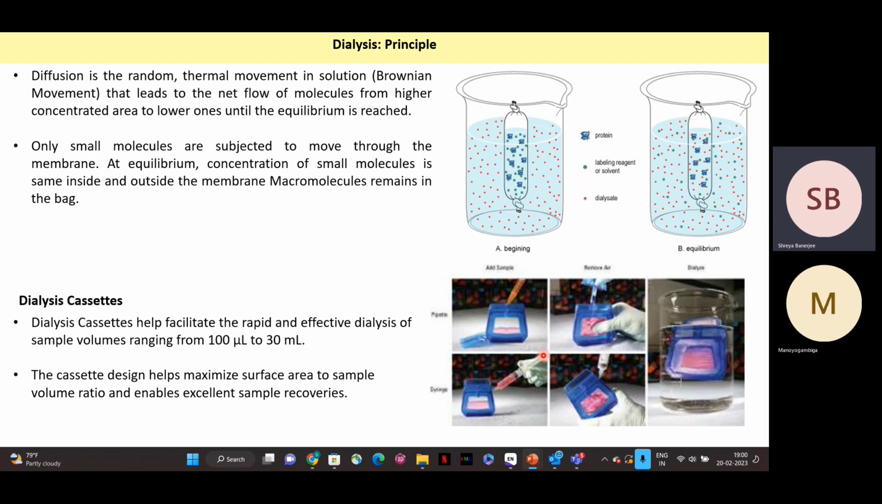So these cassettes facilitate the rapid and effective dialysis of sample volumes from 100 microliter to 30 ml. This cassette design maximizes the surface area to sample volume ratio, and you can concentrate the protein very rapidly.